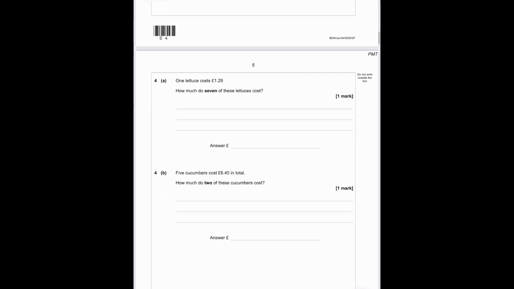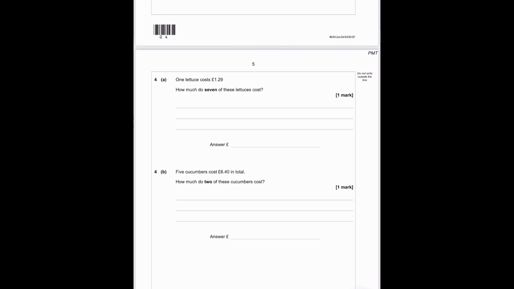1 lettuce costs £1.29. How much do 7 of these lettuces cost? Well, 7 times £1.29 is £9.03. 5 cucumbers cost £6.40 in total. What do 2 of these cucumbers cost? £6.40 divided by 5 is £1.28, and £1.28 times 2 gives you the answer £2.56.